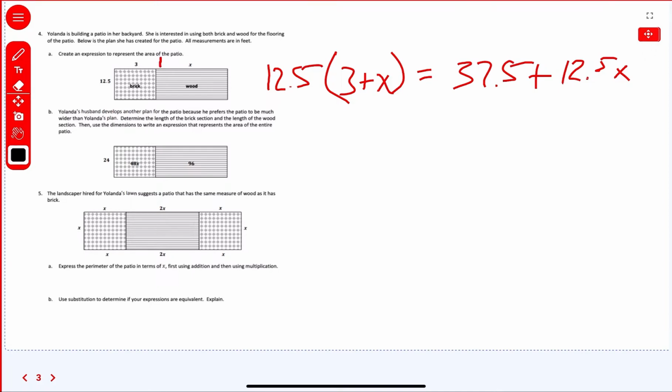Because you're adding the brick and the wood together. 3 times 12.5 would just give you the brick. But we also need to add the wood one to it. So it's 12.5 times x. So if you're doing 12.5 times 3 and 12.5 times x, you can just add those two together. It's the same thing.